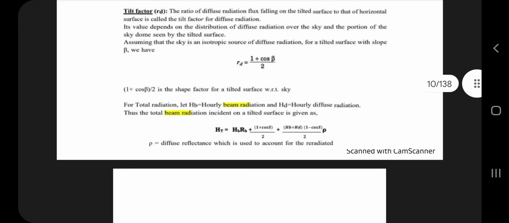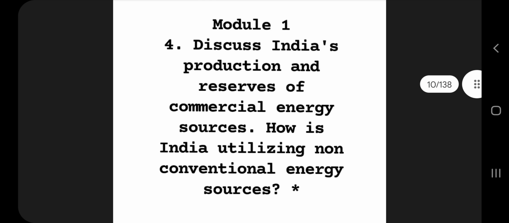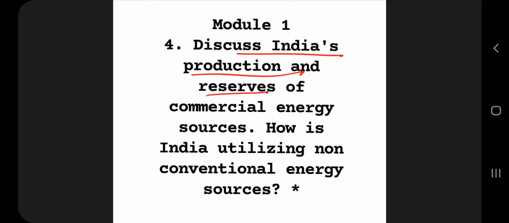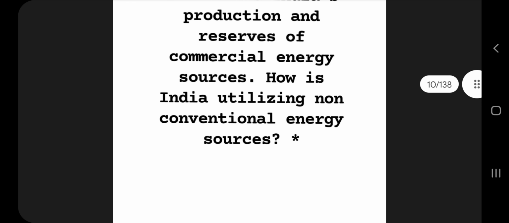So few more concepts are given as well as the formulas, you can go through it. Discuss India's production and reserves of commercial energy. Commercial energy means which is used in what? Industry. What is commercial energy? The energy which is used in industry. And what we have to discuss? The production and reserves. Two things we have to discuss for commercial energy. Which are those two things? Production and reserves. So what are India's production and reserves, and how does India utilize the non-conventional energy sources?